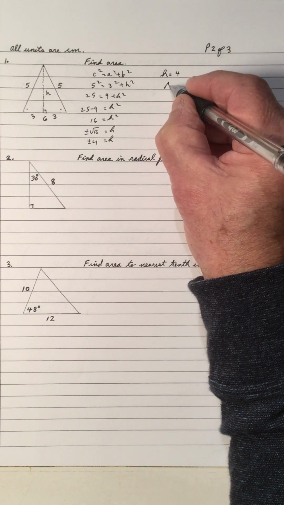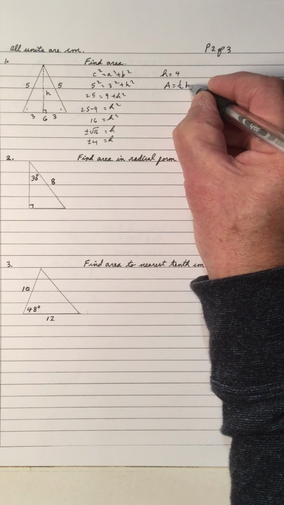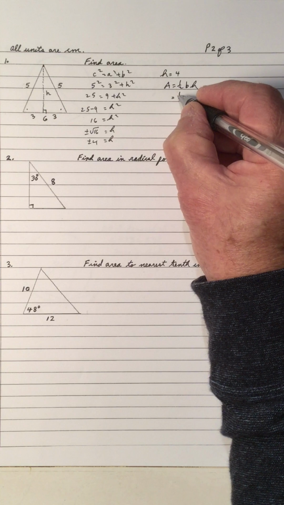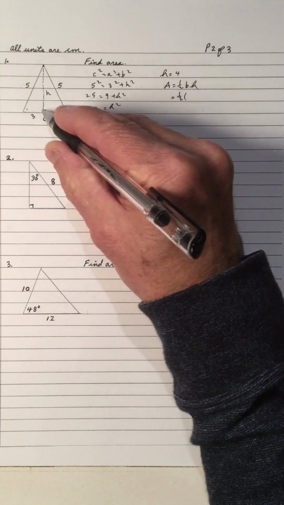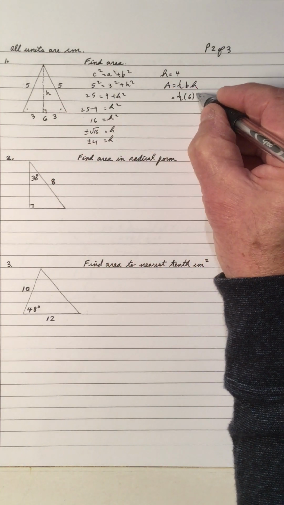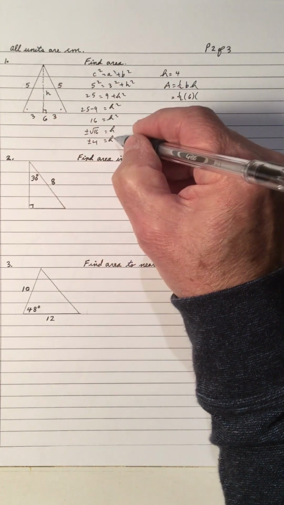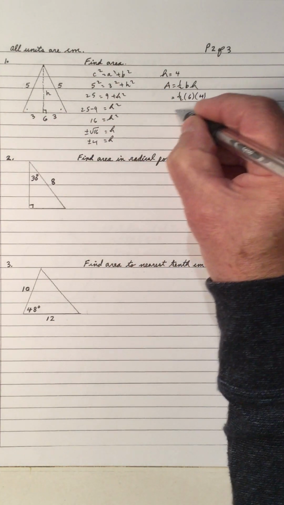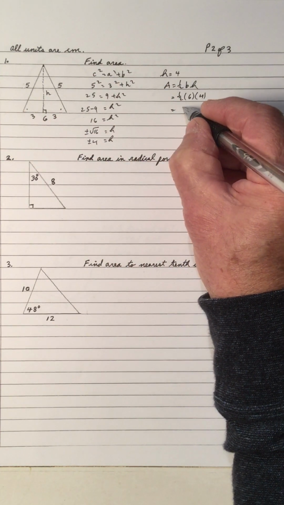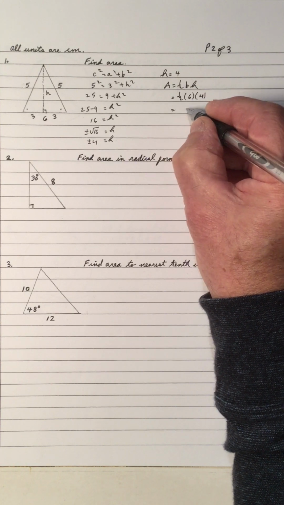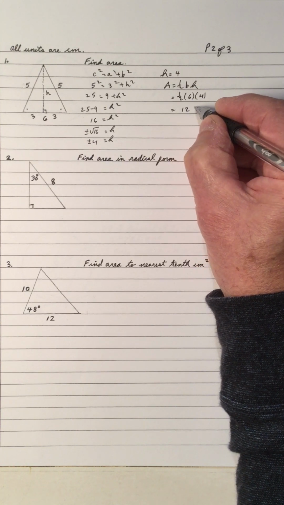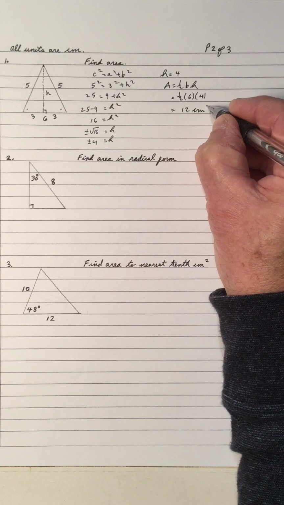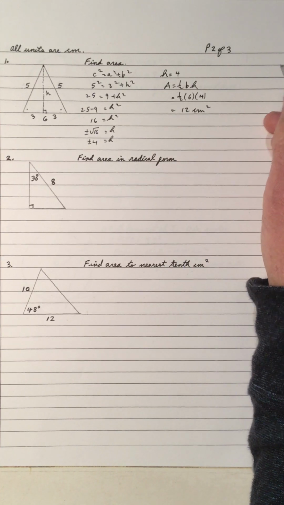The area of a triangle is a half the base times the height. The base of the triangle is 6, and the height we just found to be 4. So a half of 6 is 3, and 3 times 4 is 12. The units are centimeters, so square centimeters.